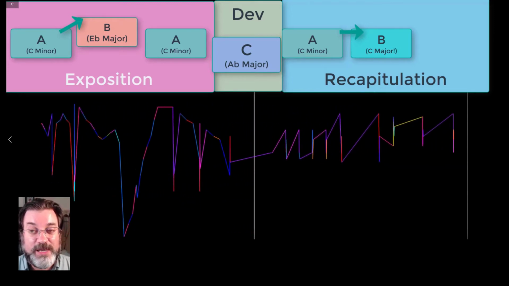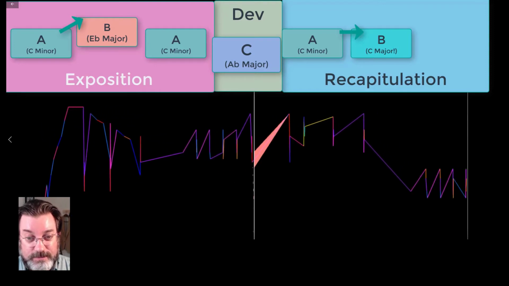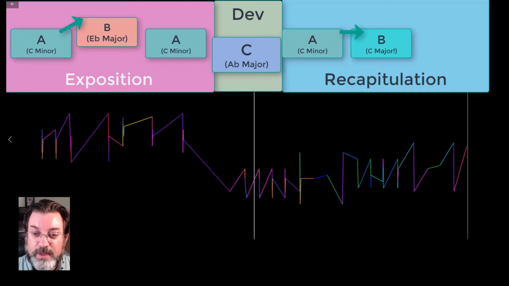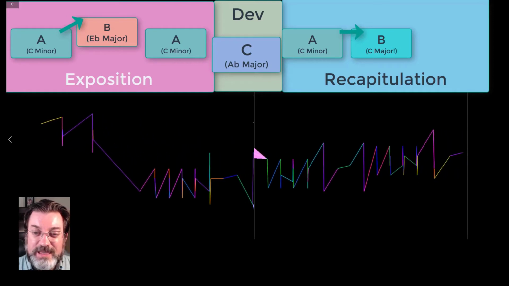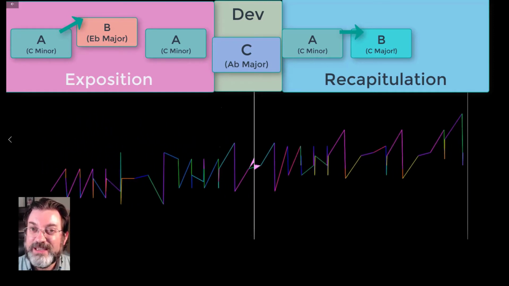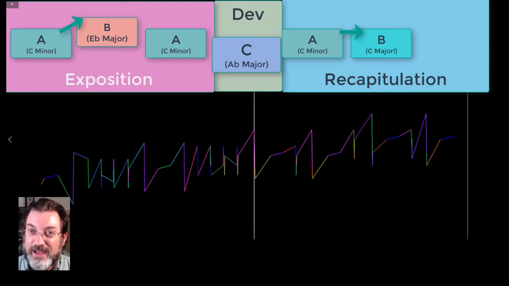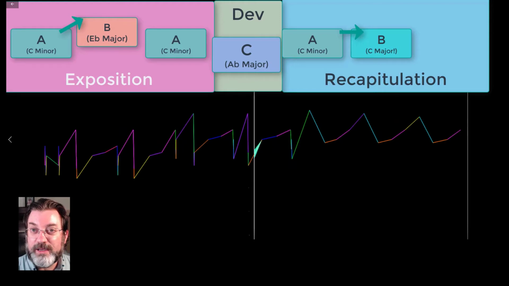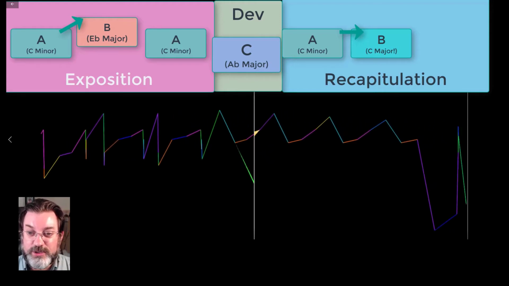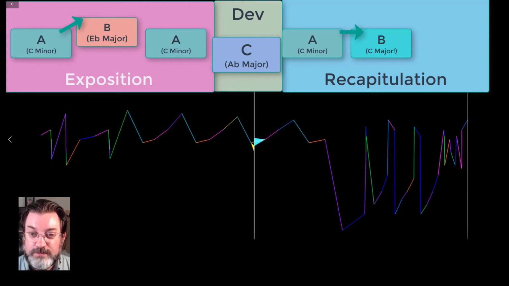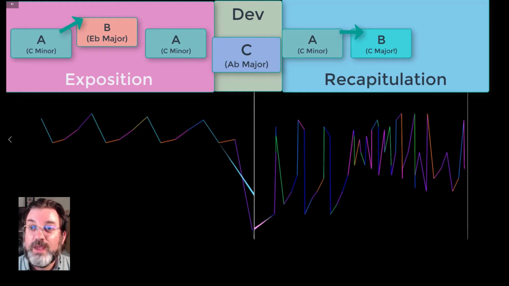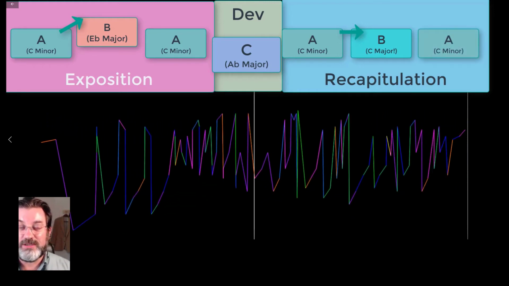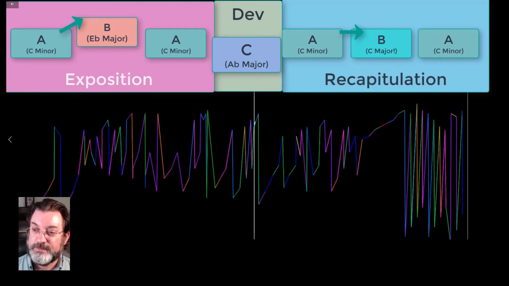We have this confirmation of C major. Then it feels a little bit fractured here. Again, this is not uncommon in sonatas either, to have some new working with material in the recapitulation. And then finally, the A section again to close things all down.